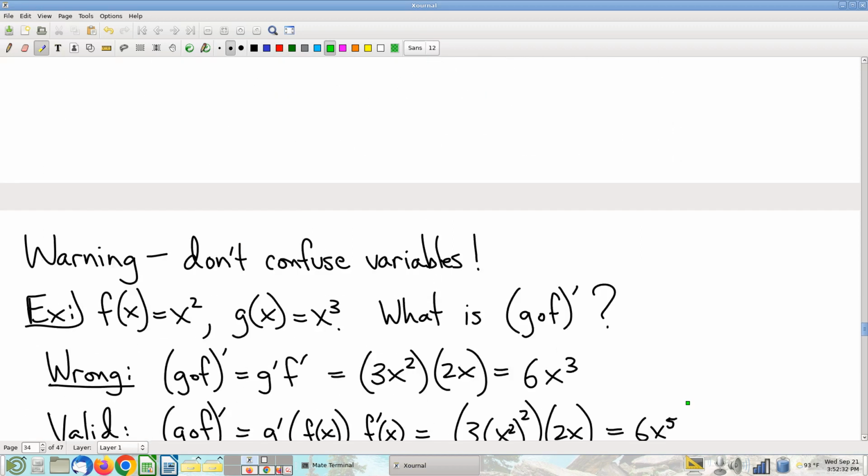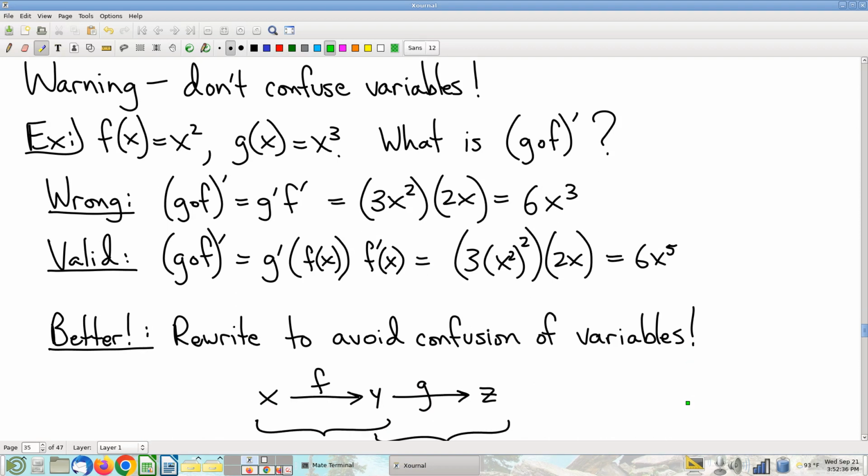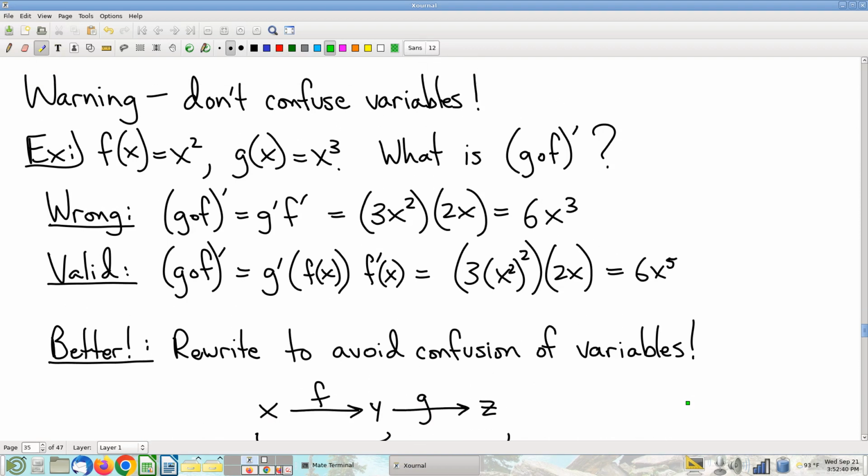Okay, heads up about one thing. Please be careful not to confuse your variables. I'm going to start off by showing you a single variable example of confusion of variables. I know you all know single variable calculus. Again, the purpose of this is to segue, provide an analogy, a basis for comparison, so we can see what it looks like in the multivariable case.